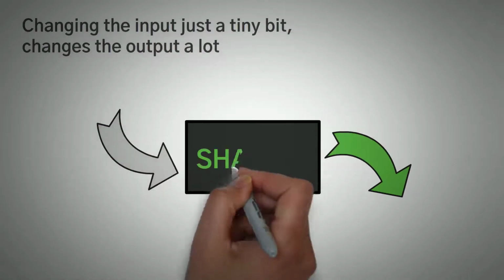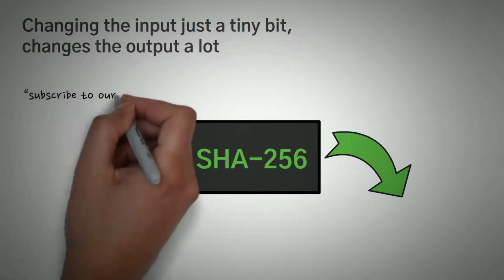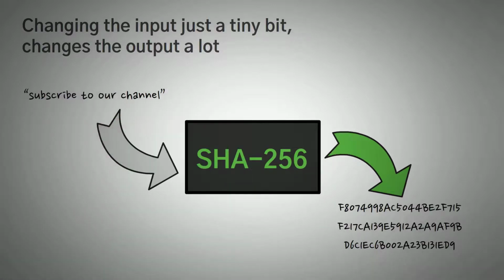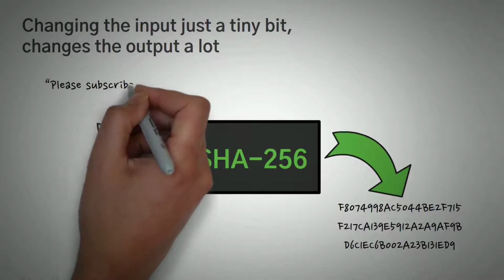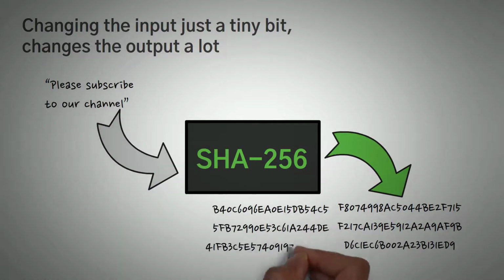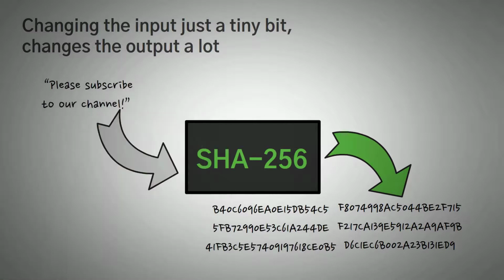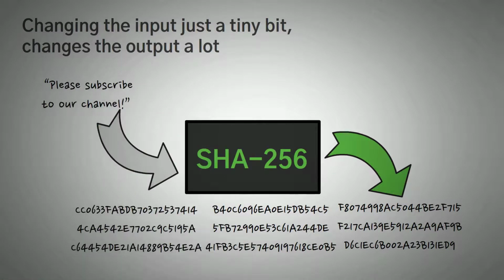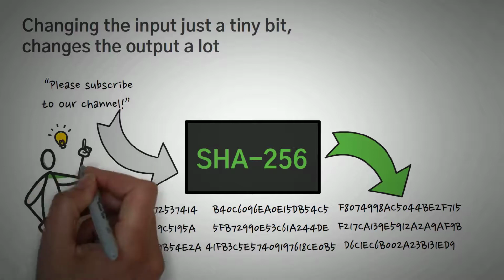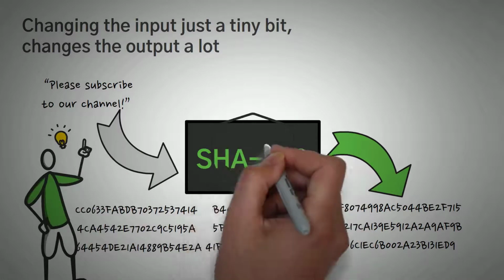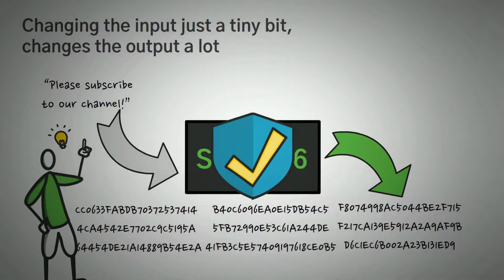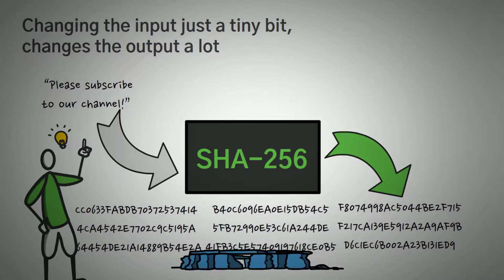So basically, if you do SHA-256 of "subscribe to our channel", you get this as the output. However, if you do "please subscribe to our channel", you get this, which is entirely different. And lastly, if you change it just a tiny bit, we're just going to add an exclamation point. You get this as the output. And there's a reason we want a small change in the message to greatly change the hash, because otherwise it might be predictable, and that would break the security of the whole hashing algorithm.